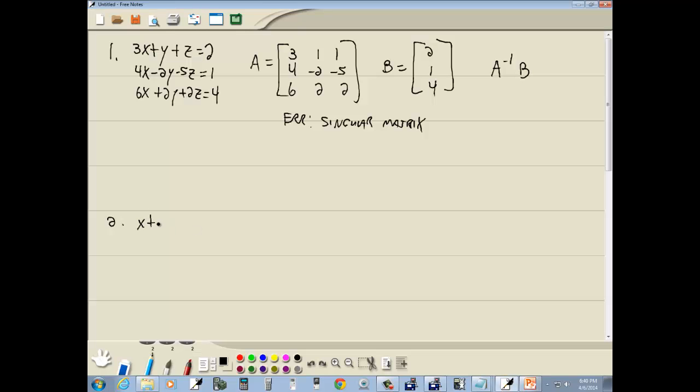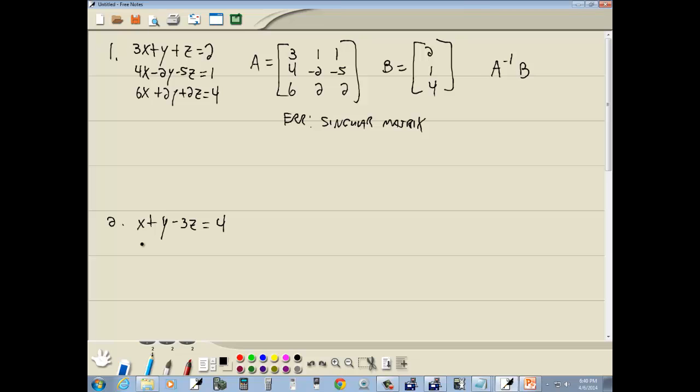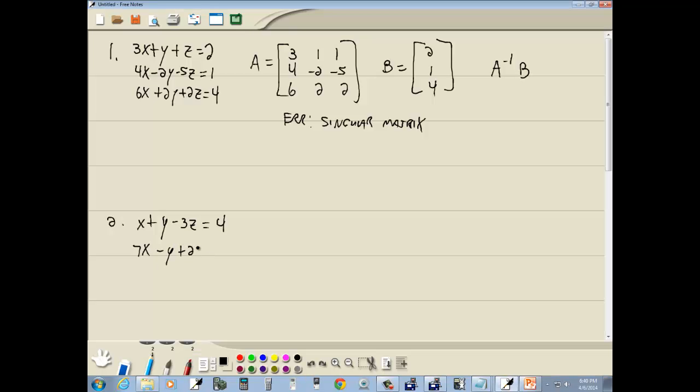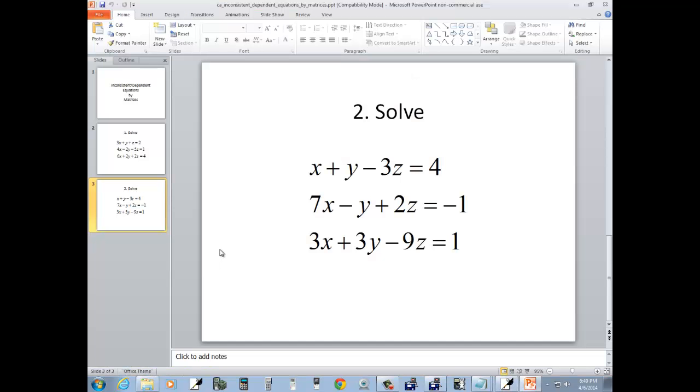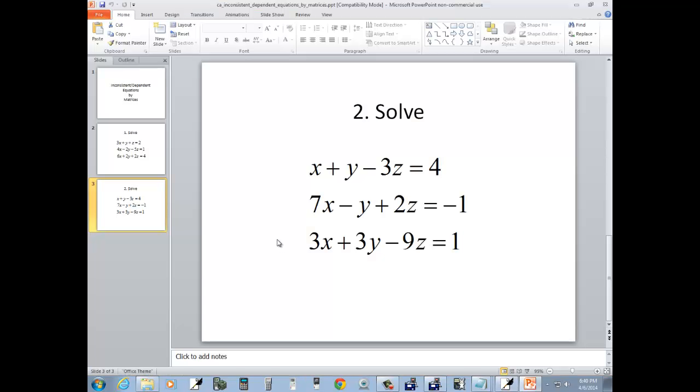So this one, we got x plus y minus 3z is equal to 4. Then 7x minus y plus 2z is equal to negative 1. And then 3x plus 3y minus 9z is equal to 1. Okay, let me double check all those numbers.